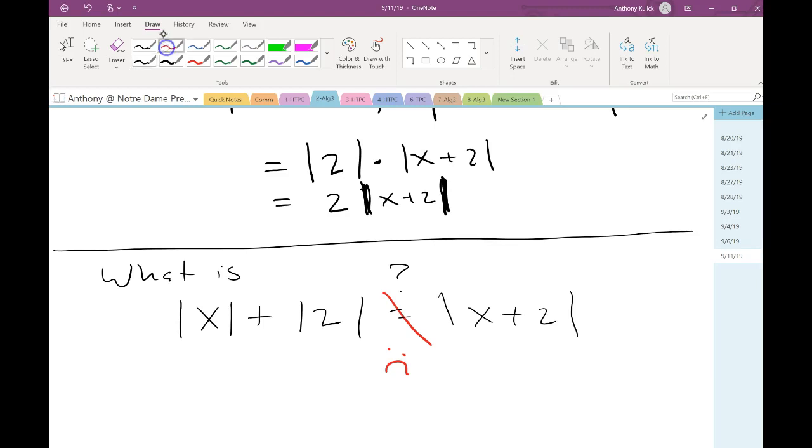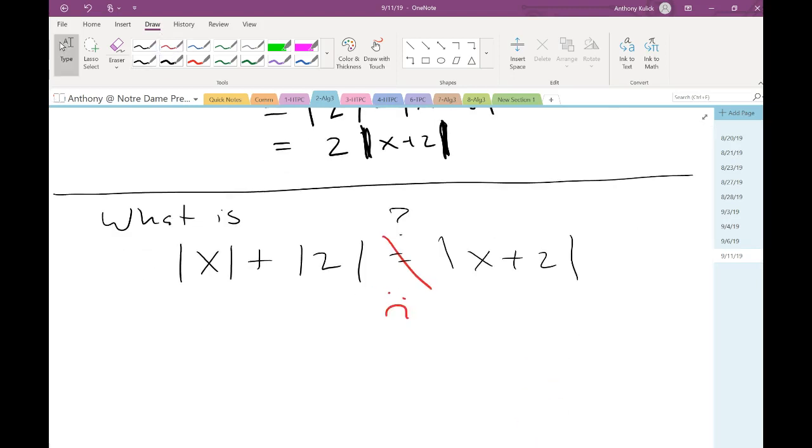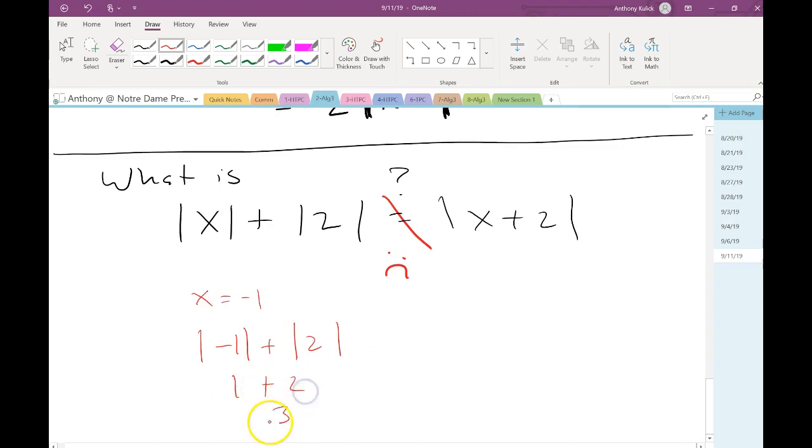Just as an example to show you why that's not true, let's pick a value for x. Let's say x is -1. If I do that, on the left-hand side, I would get 3. Everybody agree with that? If I do the same thing on the right-hand side, I get 1. 3 and 1 are definitely not equal, right?